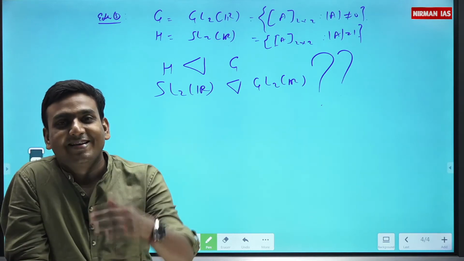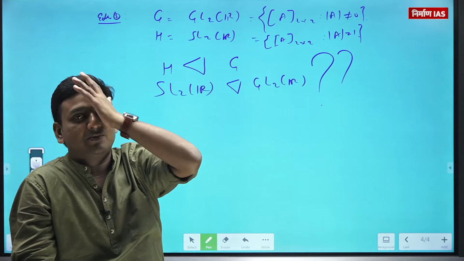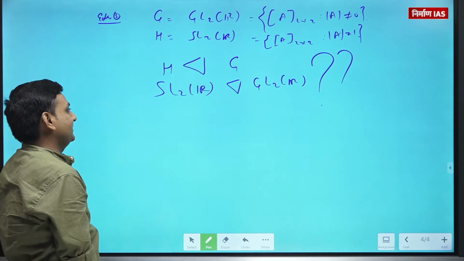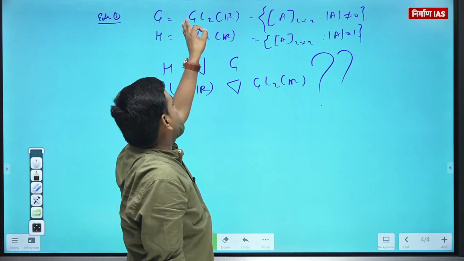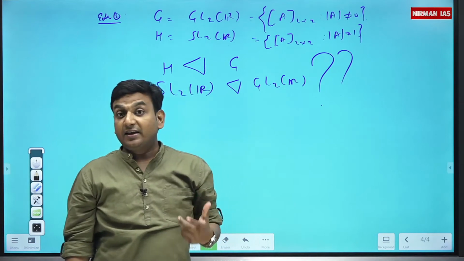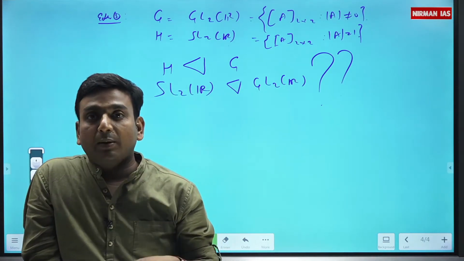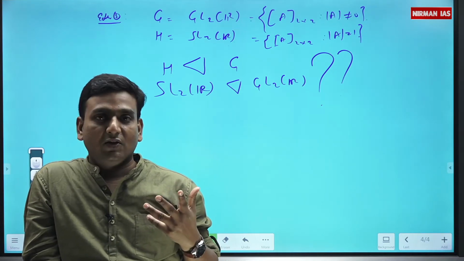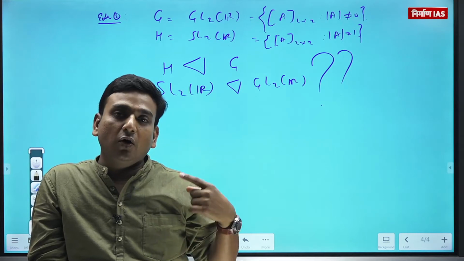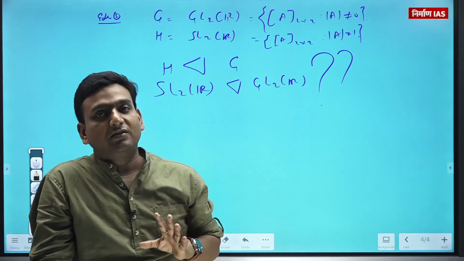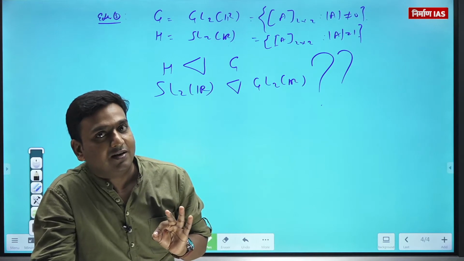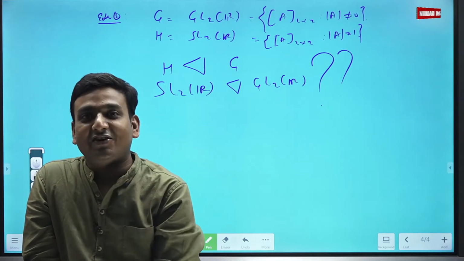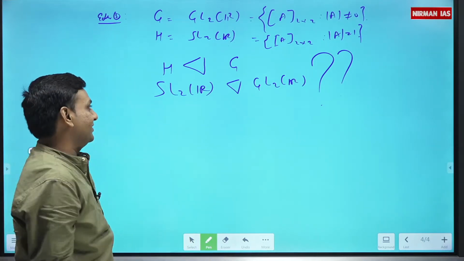You will start calculating matrix multiplication. Don't do that. Because this has an infinite number of elements, and in matrix multiplication, commutativity does not always hold. It may hold or may not. So that means computing all those matrix multiplications is not possible. Am I clear to you all? And this leads to the other definition of normal subgroup. Let's move.